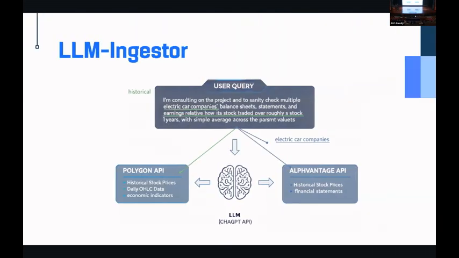As can be seen here, this is the whole integrated LLM and ingester. It takes the user query. Currently, we have two APIs implemented, Polygon and Alpha Vantage. It finds within both of them what data we need. And then the ingester's job is to take these endpoints and extract the data.